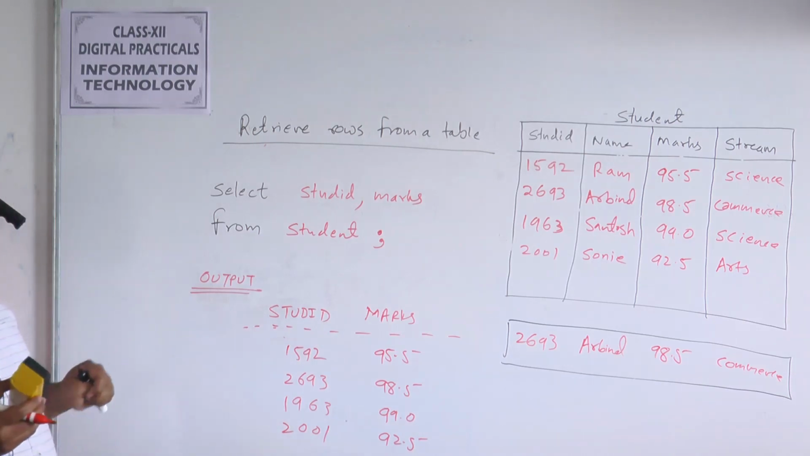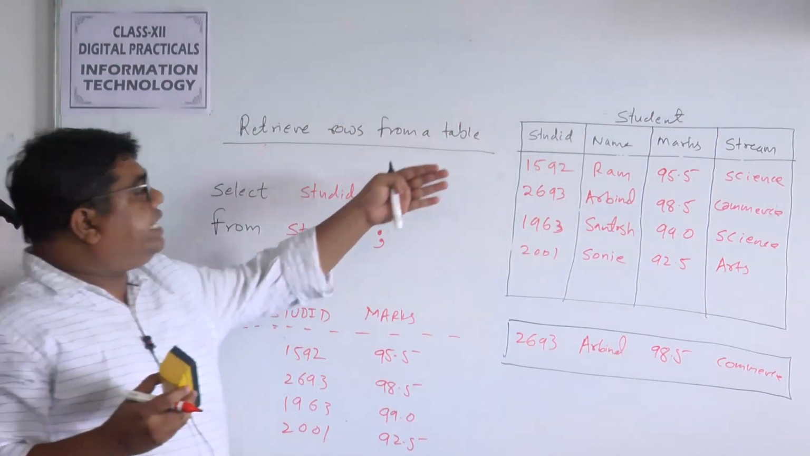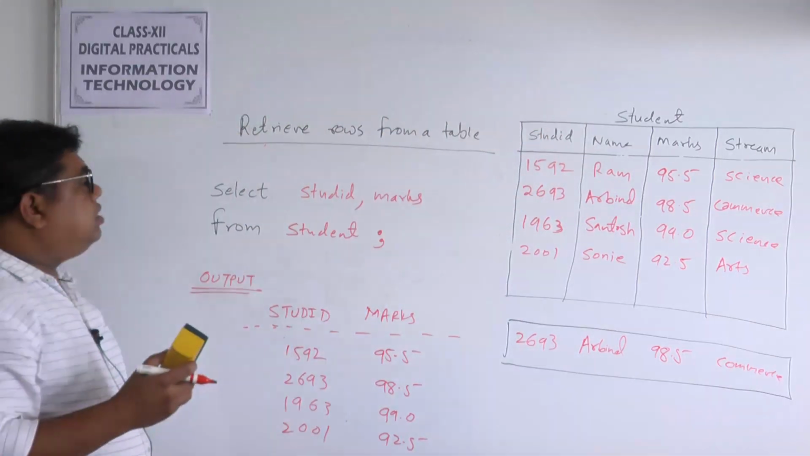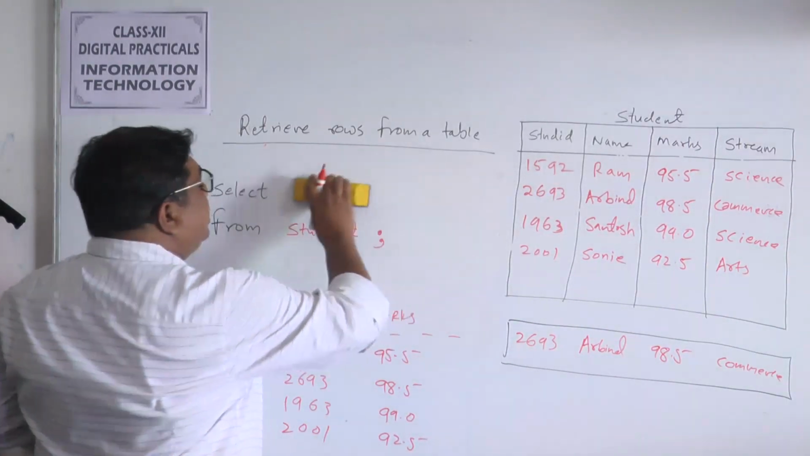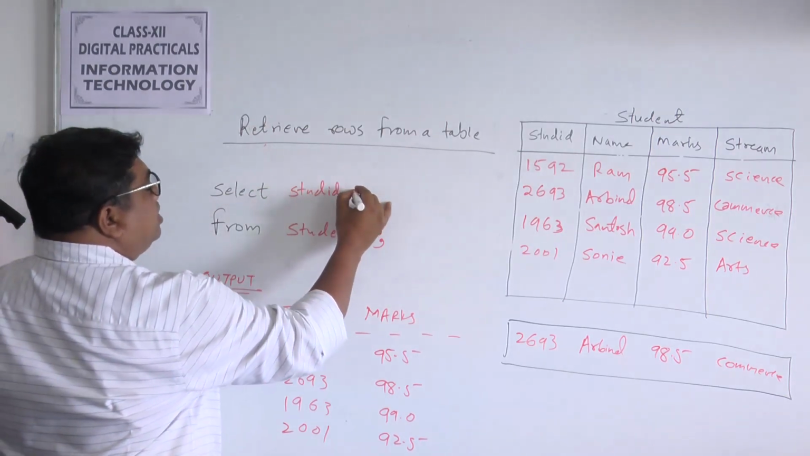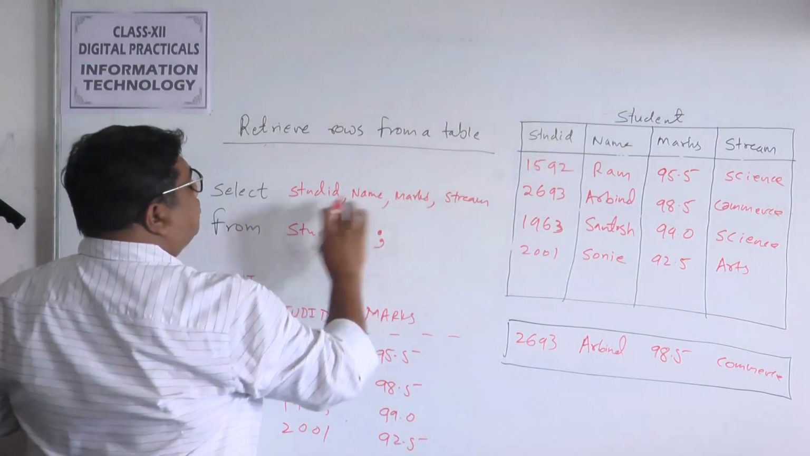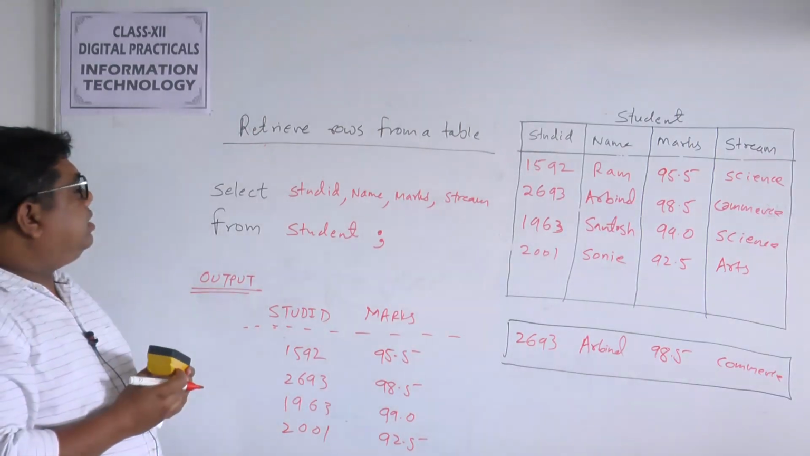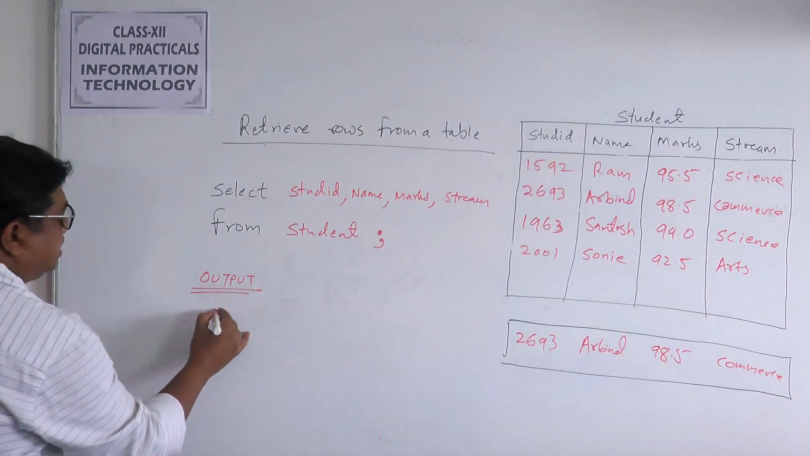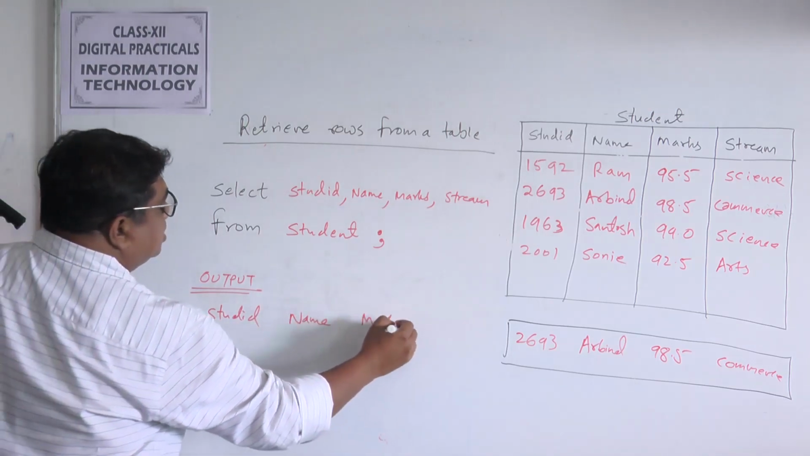Suppose we are asked to display all the information of the student. I have stored it in the database student, and I want to display all the rows of the table. So I have to write select again, then student ID, name, marks, stream. There are 4 columns, all the information I want to display. If I press enter, what will it give? The entire table, with headings student ID, name, marks, stream.